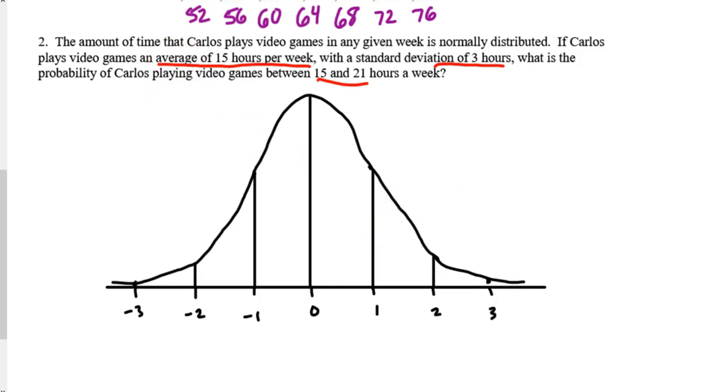And now let's put in the stuff we know, right? Carlos, he's an average of 15. We know where that goes, right? Right in the middle. And our standard deviation is 3. So hopefully you remember, that means we're going to add on 3 each time we go up a standard deviation. So 18, 21, 24, that's easy stuff, right? Take away 3. 12, 9, 6.